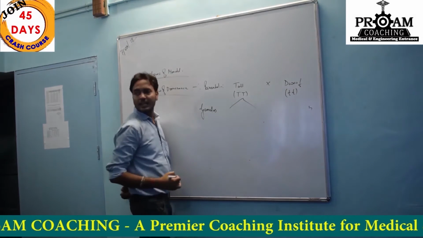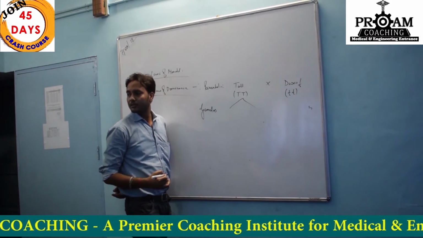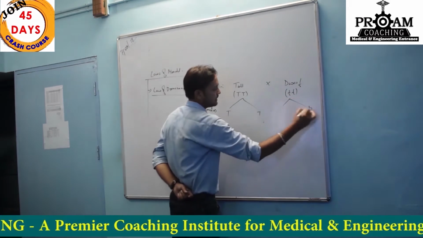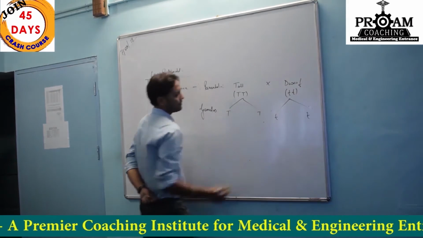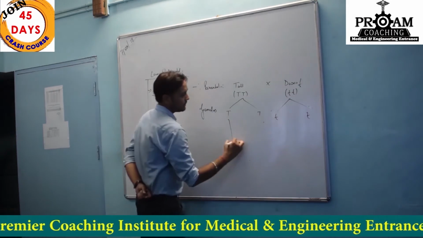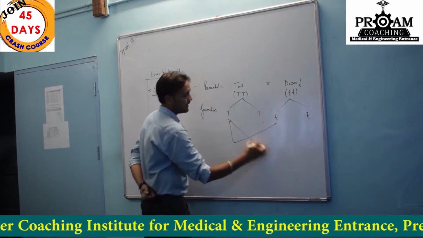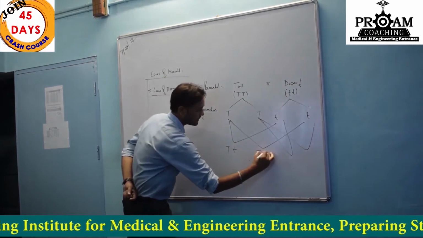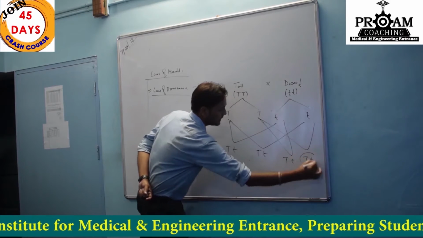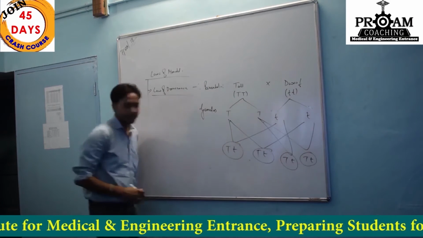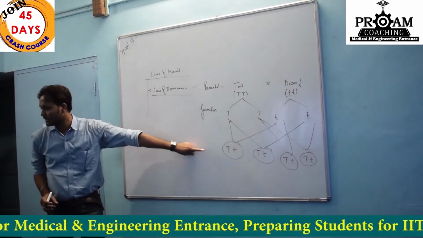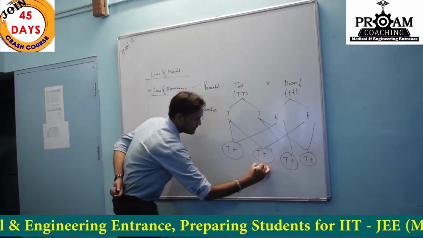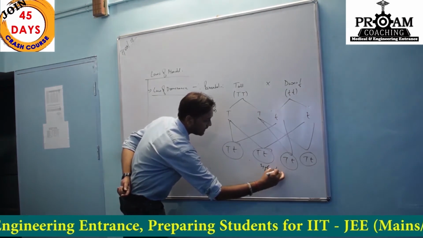So these two alleles need to be segregated. Capital T, here small t. Now do the cross. Capital T, small t, capital T, small t, capital T, small t, and capital T, small t. So look at here, all are heterozygous. And these heterozygous are considered as the hybrids.